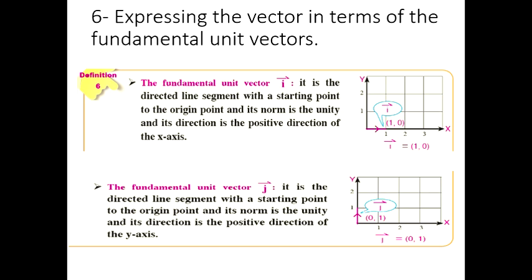We have three forms. Rectangular form or Cartesian form, it is the same. Polar form, which is norm and theta. And the third one is fundamental unit vectors, engineering notation. It is the same as the rectangular form, but instead of putting it inside an ordered pair, just say vector I and vector j.